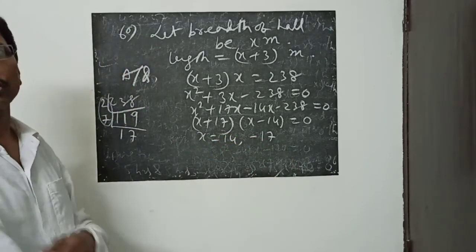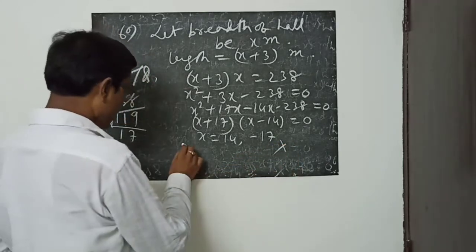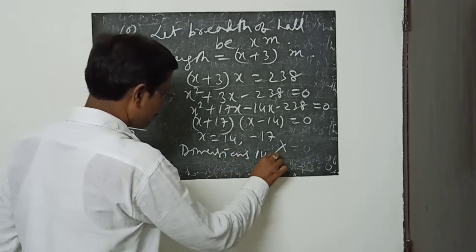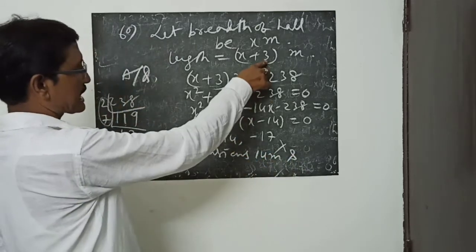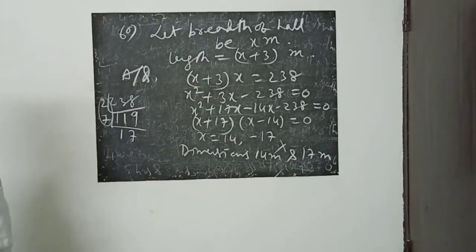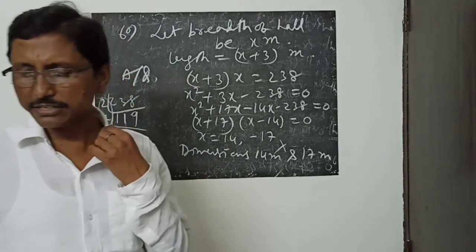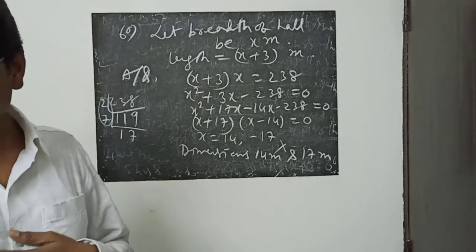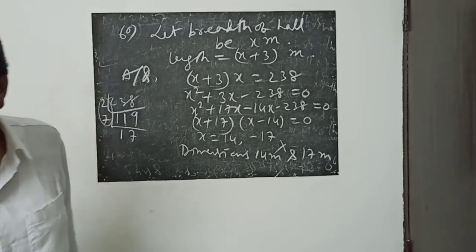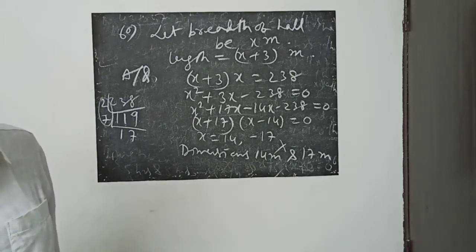But length or breadth cannot be negative, so that one will not be accepted. Therefore, the dimensions are 14 meters and x plus 3, that means 17 meters. So in this simple way, we can do this type of problem. That is one simple relation you are having. If you want to discuss a few more questions of this type, go through that book and see. Here is one more question with squares.